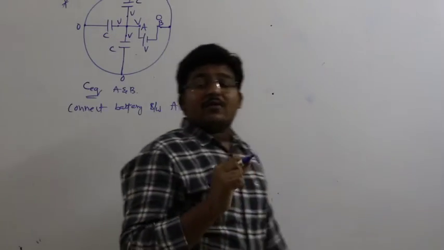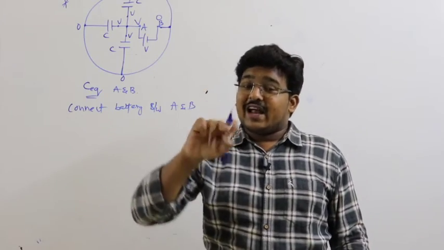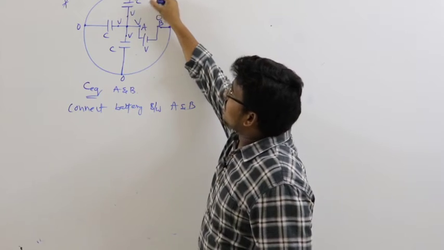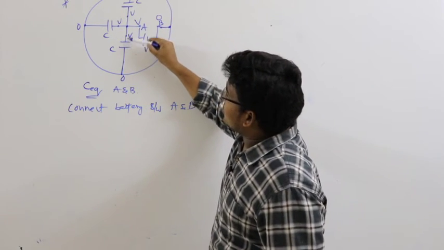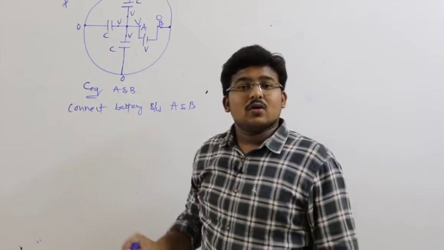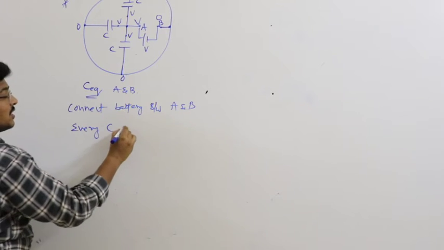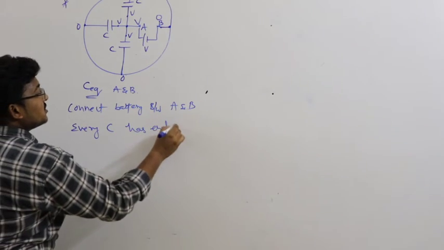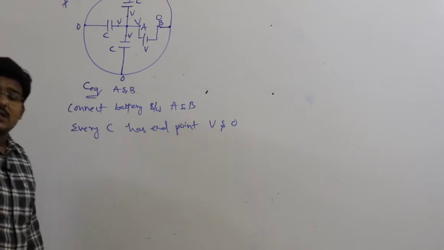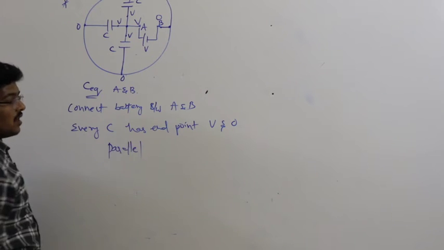Now it is very easy here. At every capacitor, see the end points. For this capacitor this is V, this is 0. For this capacitor this is V, this is 0. For this capacitor this is V, this is 0. Means every capacitor, every C, has end points V and 0 volts. Means end points are the same, means they are in parallel. So all the three are in parallel.